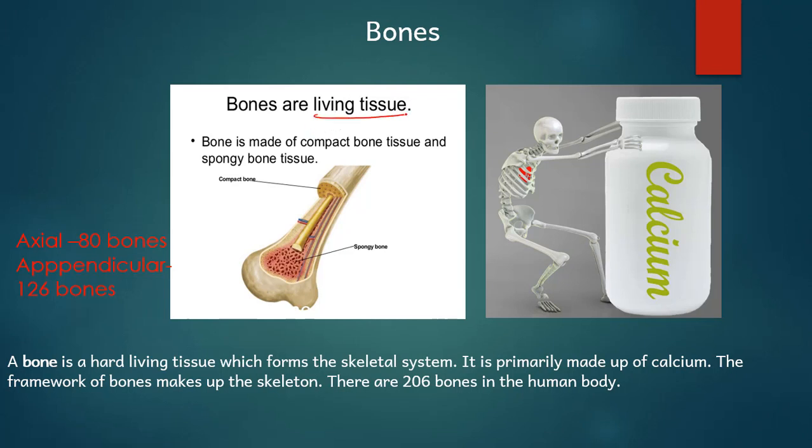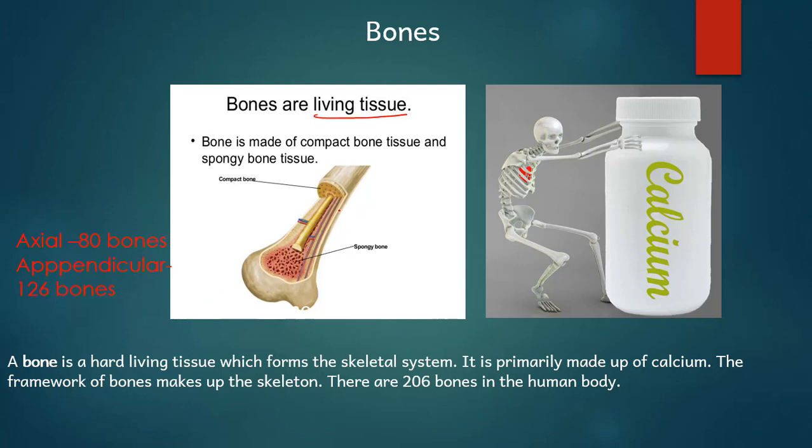Very important point: bones are tissue. As I said earlier, it is a living tissue made up of compact bone tissue and spongy bone tissue. It means the outer structure of the bone is hard. Compact means hard, and inside it is spongy bone tissue, which is generally known as bone marrow. The major constituent of bone is calcium, and it is said that there are 206 bones in our human body.